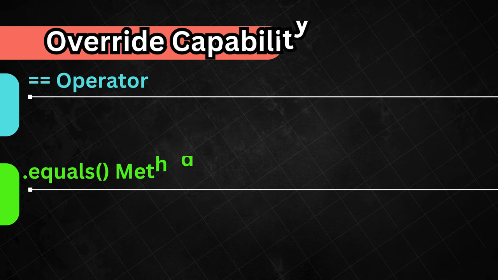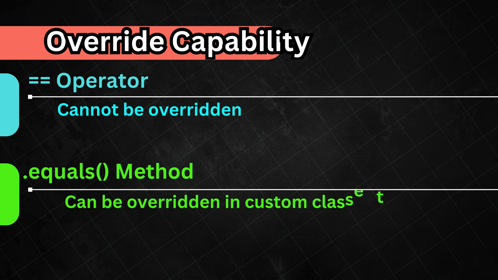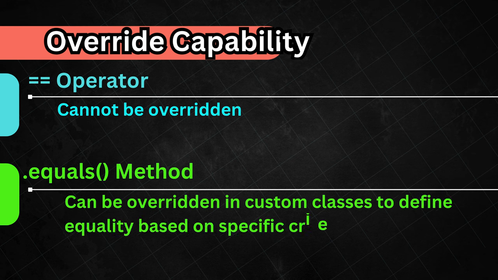Regarding override capability, you cannot override the == operator in Java. It is a fundamental part of the language. However, you can override the .equals() method to customize how equality is determined for your own classes. For example, you might override .equals() in a Person class to consider two Person objects equal if they have the same name and age, even if they are different instances.